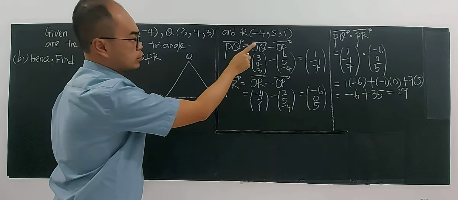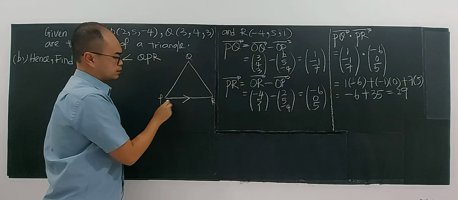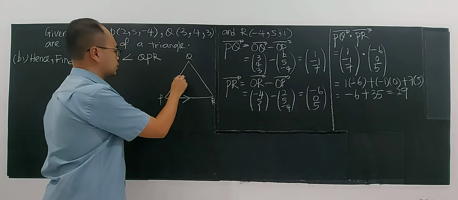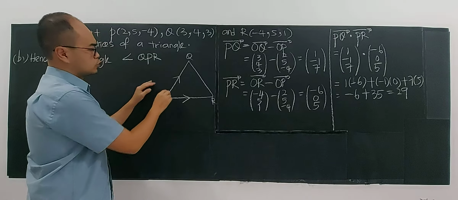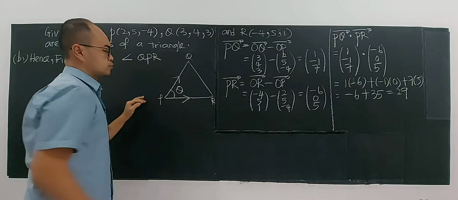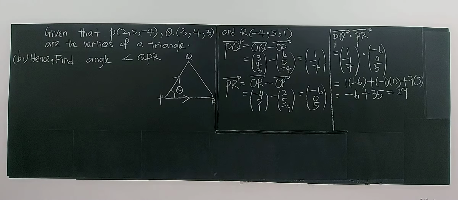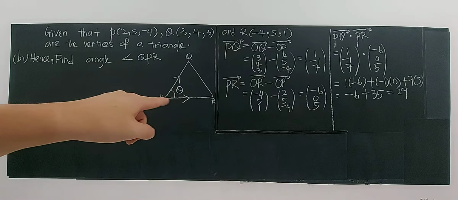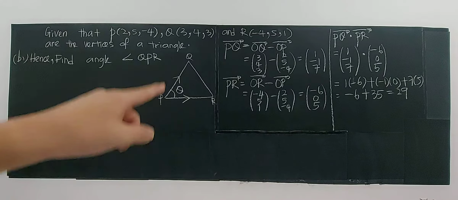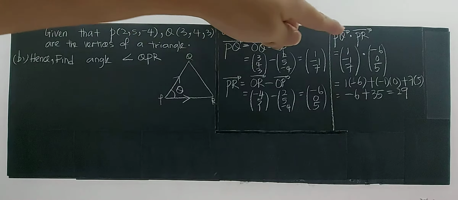Now you have PQ dot PR, vector PR and vector PQ. With these two vectors, I can find the angle between PQ and PR, which is one of the interior angles of the triangle. So how to find this angle? We have all the information here.